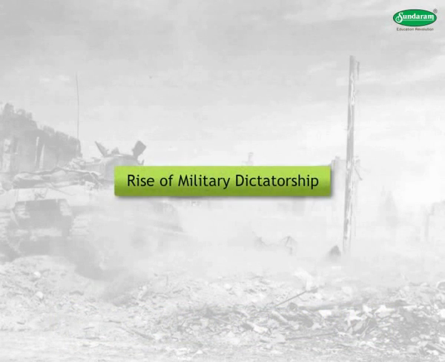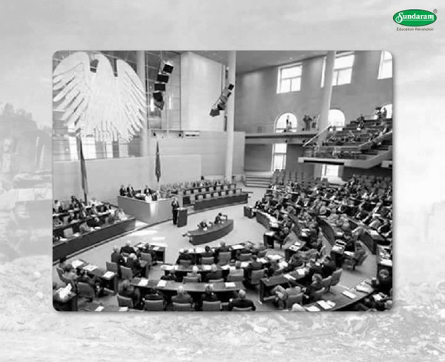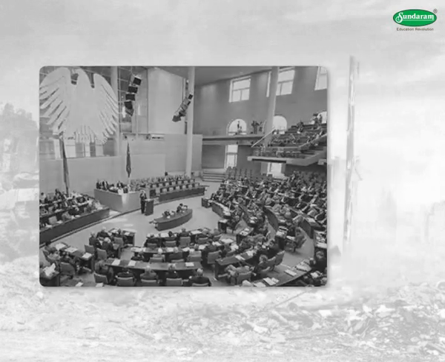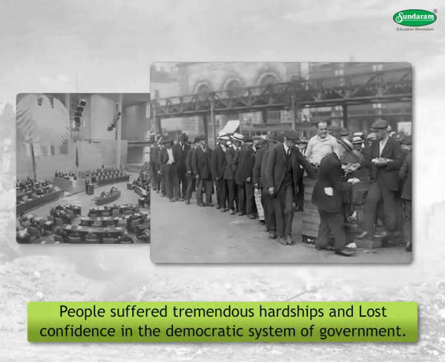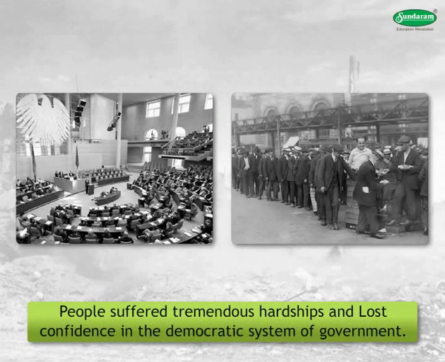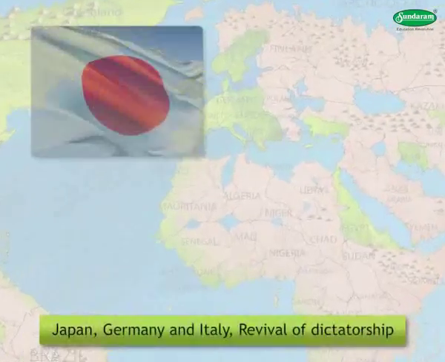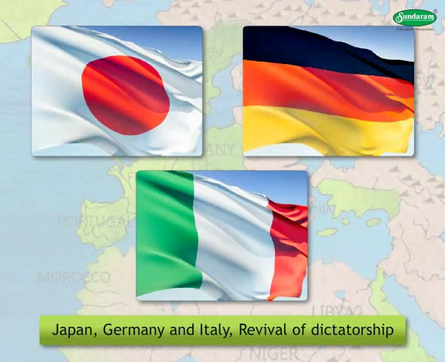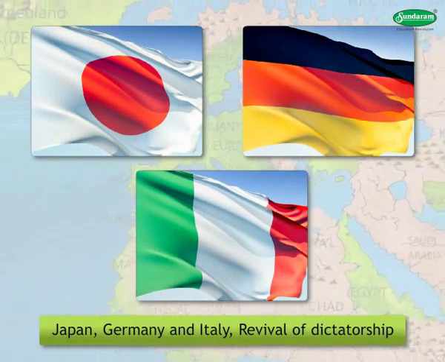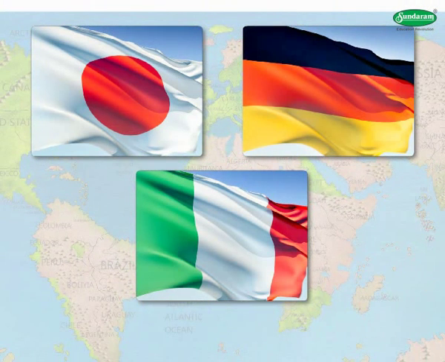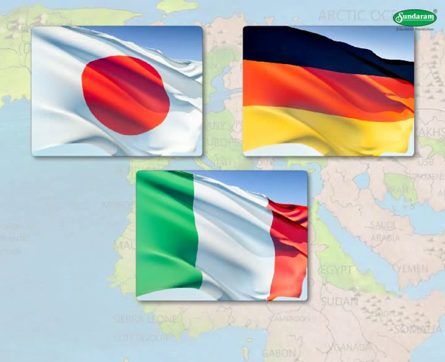Rise of military dictatorship. As the democratic governments failed to improve their economies, people suffered tremendous hardships and lost confidence in the democratic system of government. Consequently, people in countries such as Japan, Germany, and Italy accepted the revival of dictatorship as an alternative to a failing democratic system. At the Paris Peace Conference, lots of territorial changes were made in Europe, which caused a lot of discontent among some European countries.